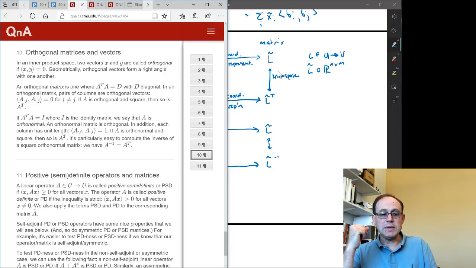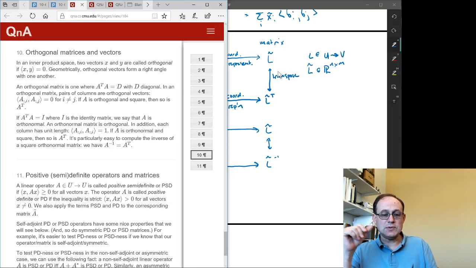An orthogonal matrix is a matrix whose columns are orthogonal to one another, right? So if you take the matrix and extract each of its columns as vectors, call them A_i, then the inner product of A_i and A_j is 0 whenever i is not equal to j. And if A is orthogonal and square, then A transpose turns out also to be orthogonal and square.